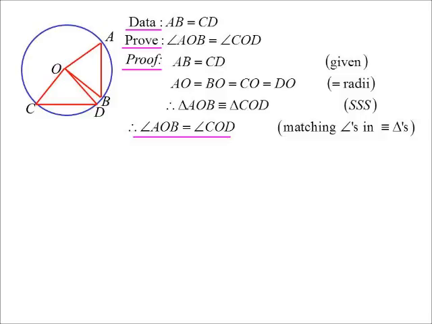So equal chords. Now, here's another interesting thing about these theorems. We always assume we're talking about a single circle. But if you have 2 different circles of the same size, so they've got the same radius, then a chord of length x in one circle and a chord of length x in the other circle will still subtend the same angle in the different circles. So you could use this theorem in different circles. But you would say equal chords in equal circles.